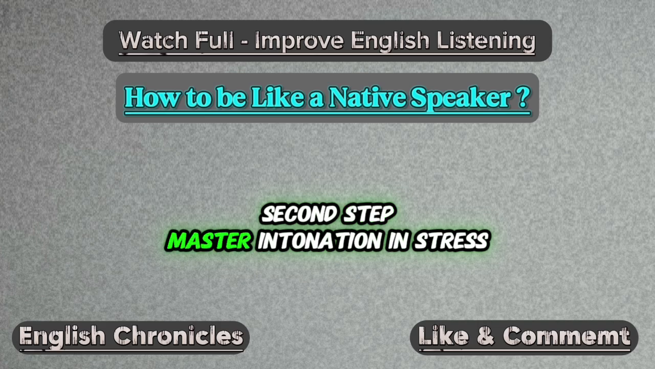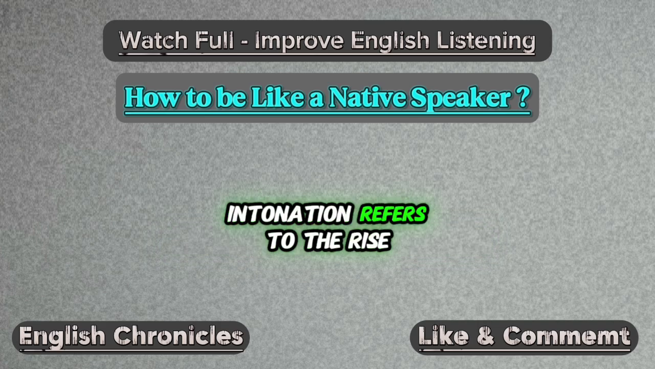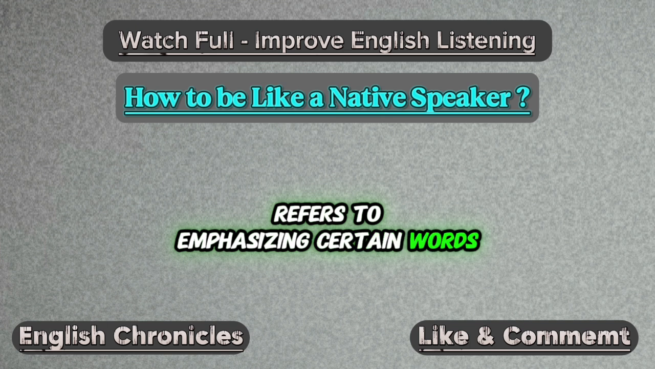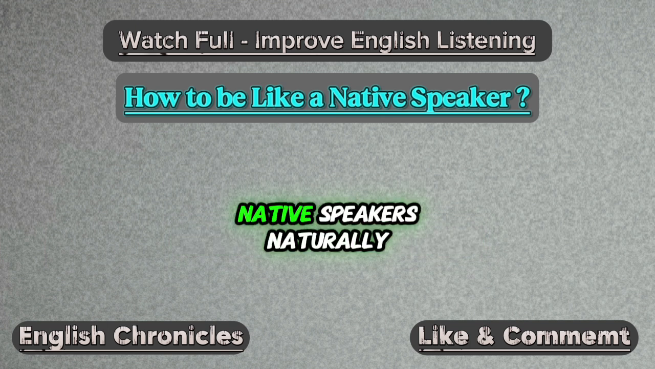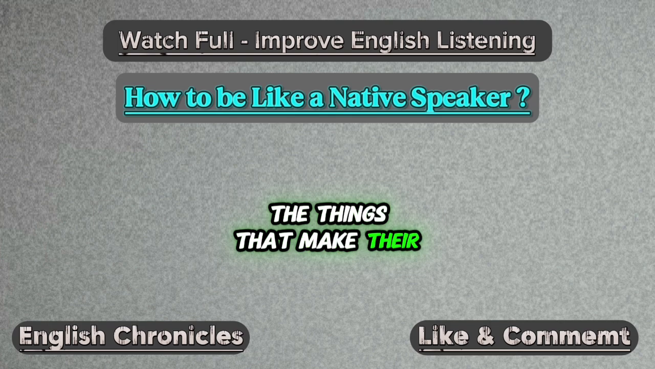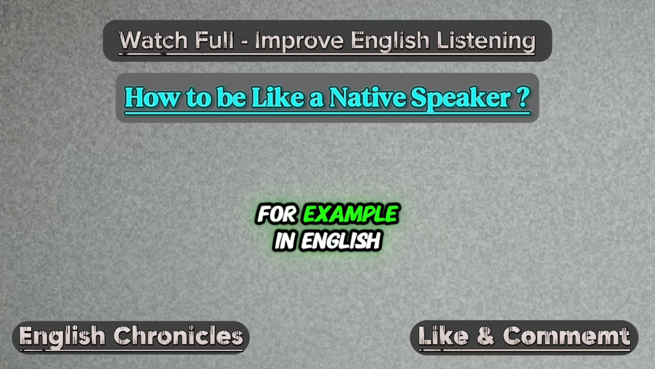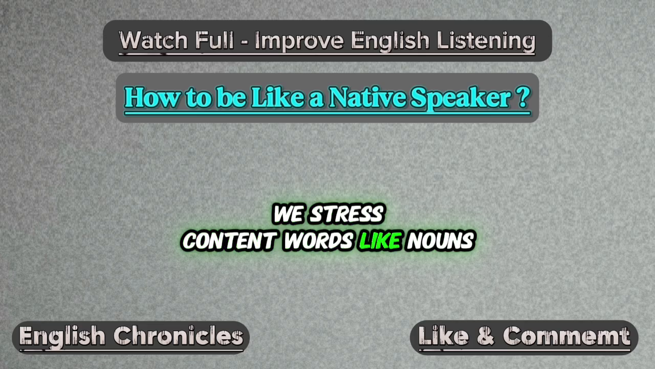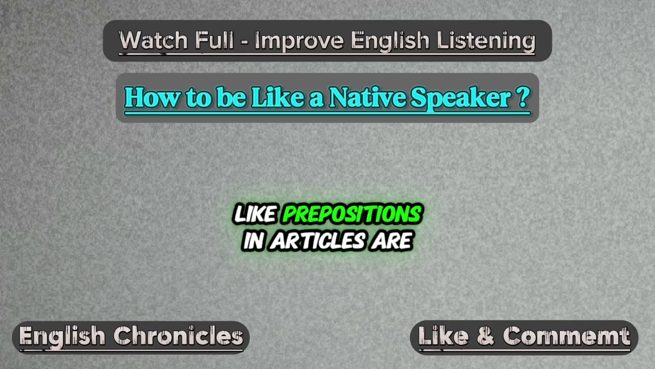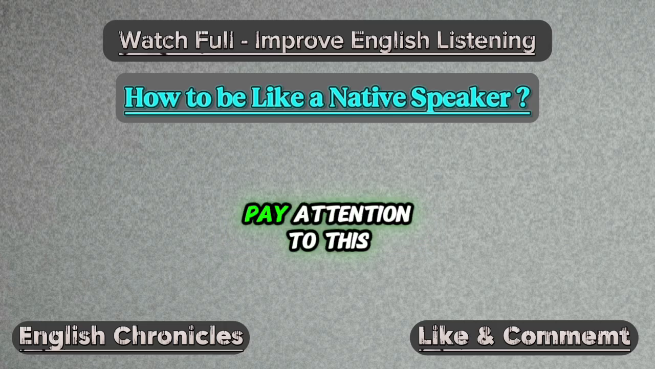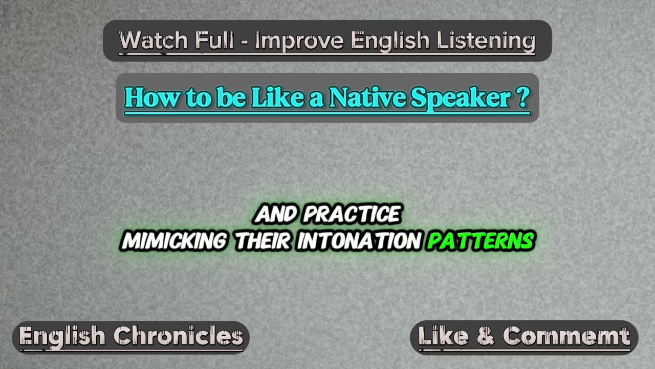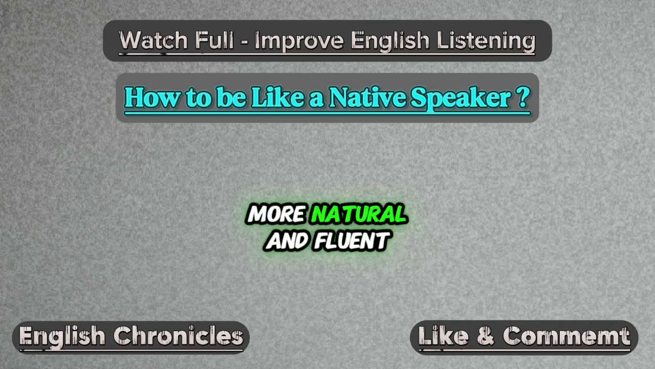Second step, master intonation and stress. Intonation refers to the rise and fall of your voice while speaking, and stress refers to emphasizing certain words or syllables in a sentence. Native speakers naturally use intonation and stress to convey meaning, and it's one of the things that make their speech sound so natural. For example, in English, we stress content words like nouns, verbs, adjectives, and adverbs, while function words like prepositions and articles are often unstressed. Pay attention to this when you listen to native speakers, and practice mimicking their intonation patterns. This will make you sound more natural and fluent.